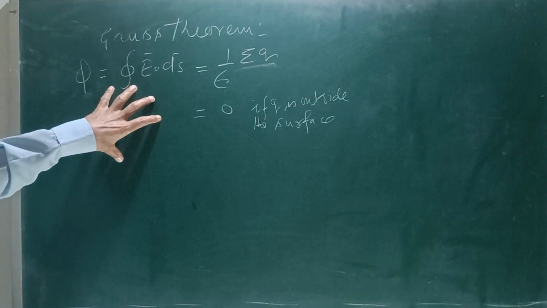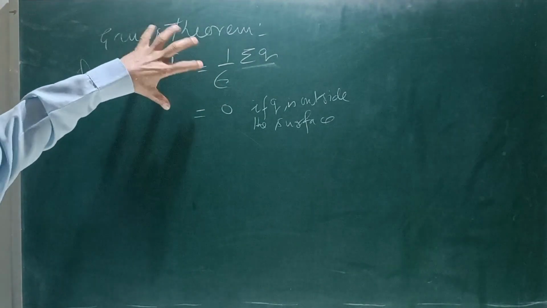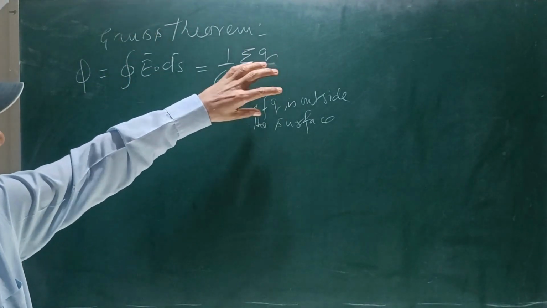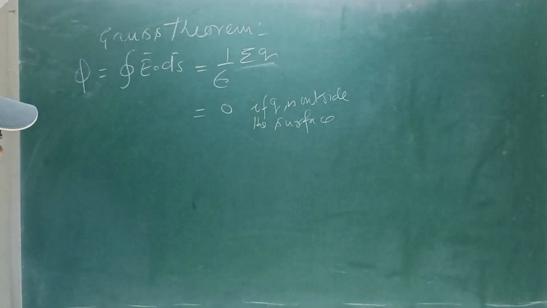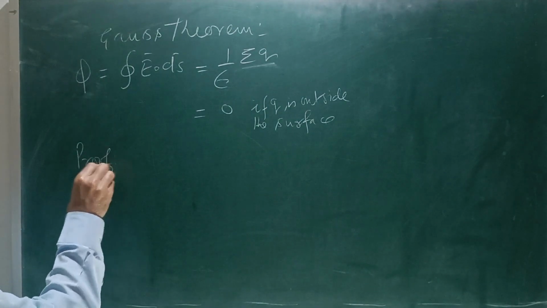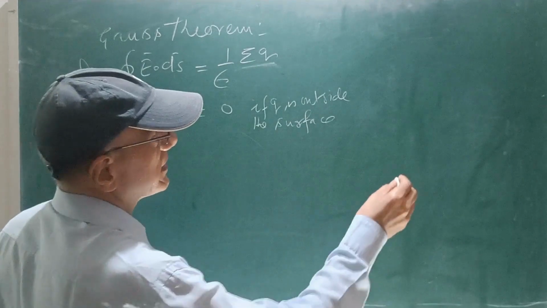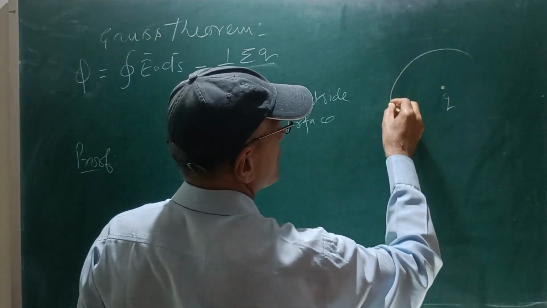So electric flux linked to a closed surface is always 1 upon epsilon naught times the total charge enclosed by the surface. Let us prove it. So proof of this, let us consider here a charge Q and a surface over here.